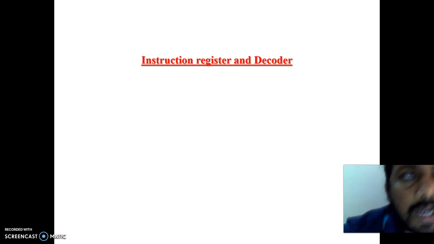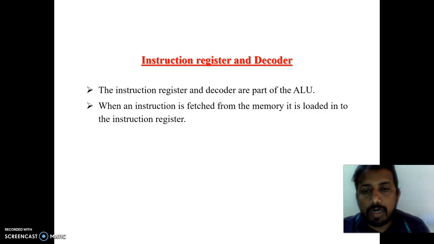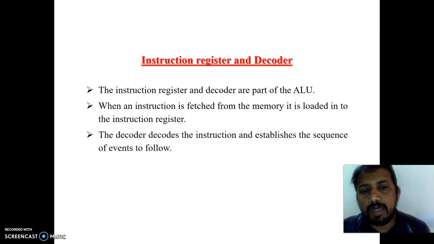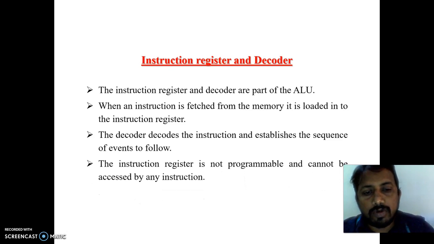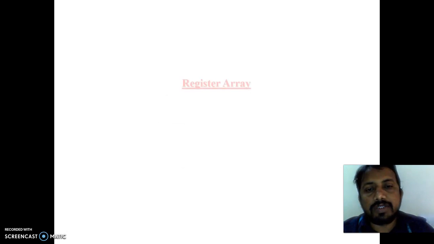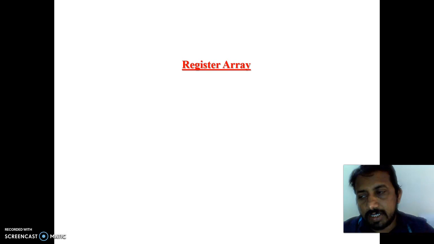There is an instruction register and decoder. Once data has been fetched, it is loaded into the instruction register. The decoder decodes the instruction and establishes the sequential events to follow. That is the main important work of the decoder. The instruction register is not programmable and cannot be accessed by any instruction. So it takes the instruction and stores it in the instruction register. From the instruction register, it is passed to the decoder. The decoder decodes the machine codes and passes out the sequence of operations to be carried out.